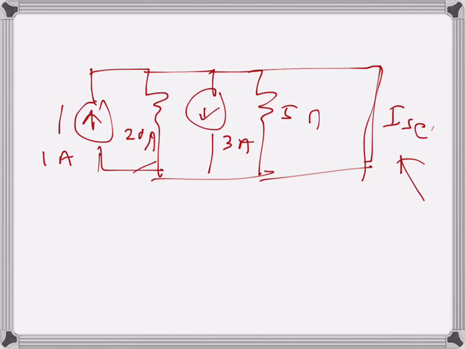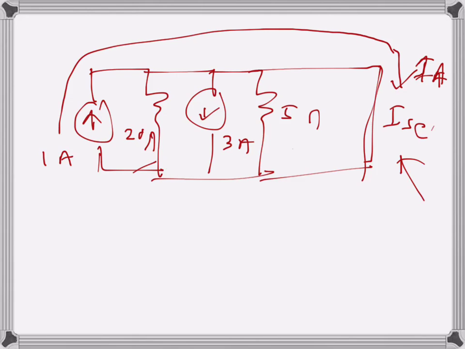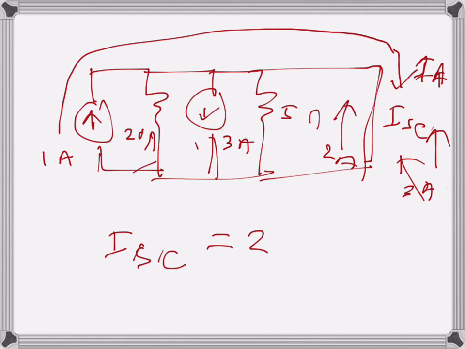So this current will make a current of 1 ampere flowing downwards, and this current source will try to flow a current of 3 amps in the upwards direction. So the short circuit current will basically be 2 amps upwards. So 2 amps upwards, that's how it will be. So the Norton equivalent circuit will be like that, and the resistance will be in this case also 4 ohms, and the value will be 2 amps.